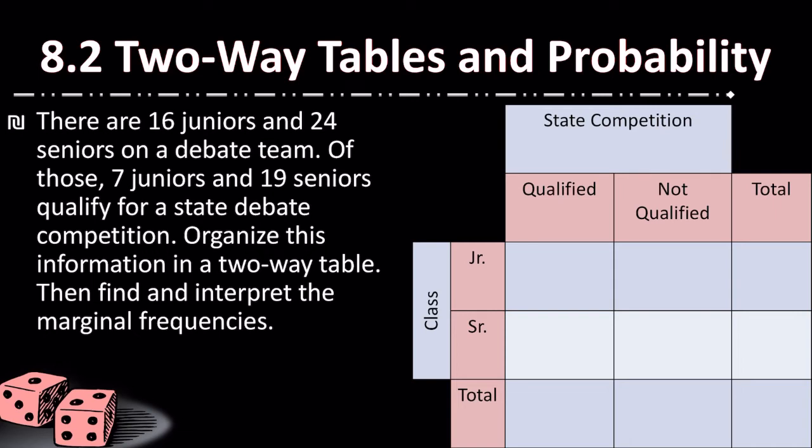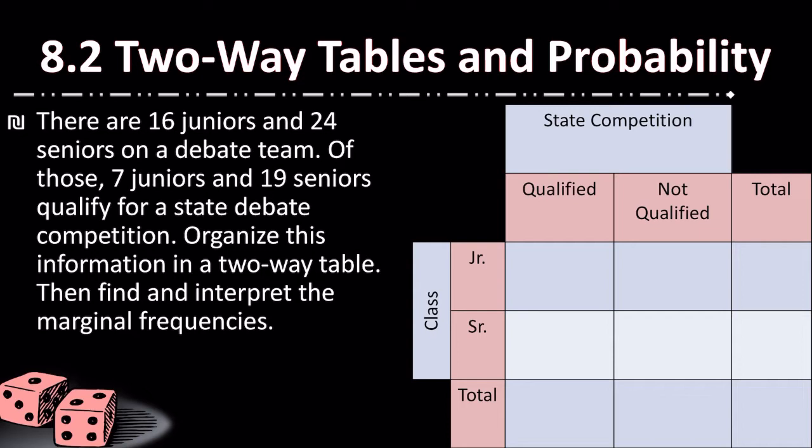All right, let's say there are 16 juniors and 24 seniors on a debate team. Of those, 7 juniors and 19 seniors qualify for a state debate competition. Organize this information in a two-way table and find and interpret the marginal frequencies.